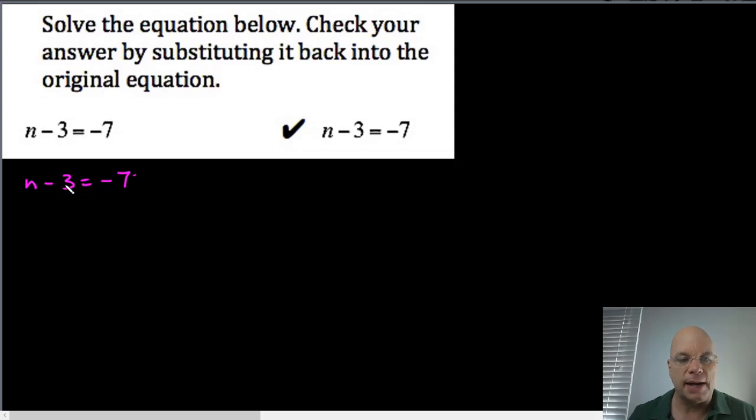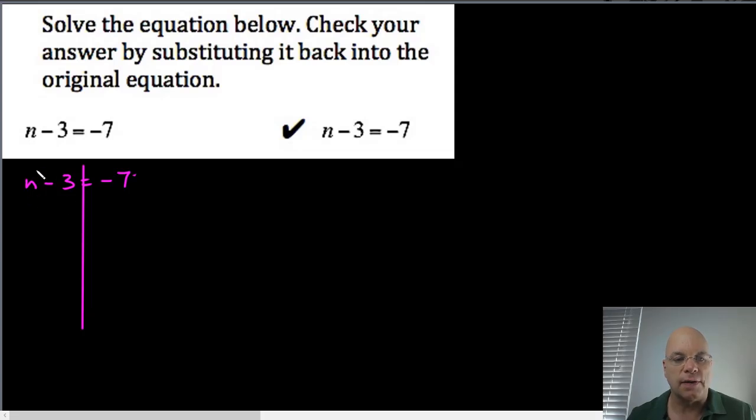So here we have n minus 3 equals negative 7. Some of you like drawing a line down the equal sign, so if you like doing that, you can do that now. We have two sides of the equation. They're balanced, just like a balanced scale. So I can do anything I want to one side of the equation as long as I do the same thing to the other side to keep it balanced, and that's called the property of equality.